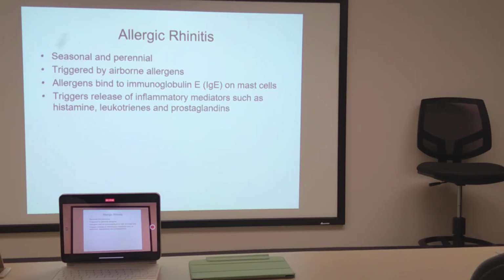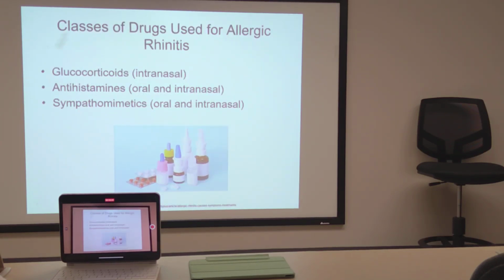Okay, so allergic rhinitis is seasonal and perennial, and it is triggered by airborne allergens, when allergens bind to the IgE on mast cells, as the video showed. And that will trigger release of inflammatory mediators such as histamine, leukotrienes, which is not mentioned in the video, and other things. But histamine is one of the major mediators. All right, so now let's take a look at the drugs.